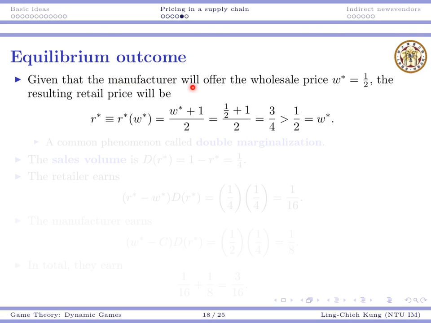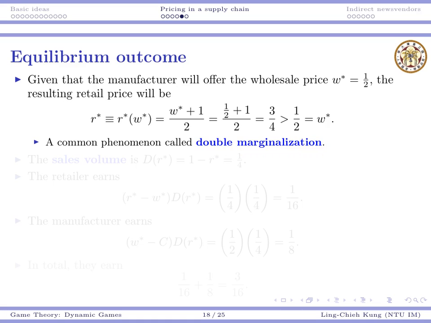The manufacturer will offer the wholesale price 1/2, and that's going to make the retail price 3/4. And this verifies our intuition. For the retailer, the retail price will become larger than the wholesale price. Here, economists use the term double marginalization to describe this phenomenon.